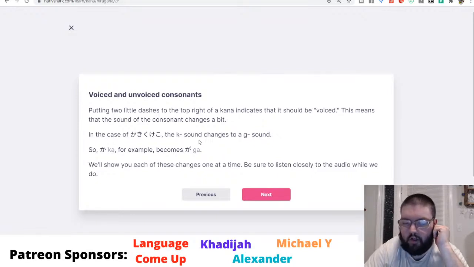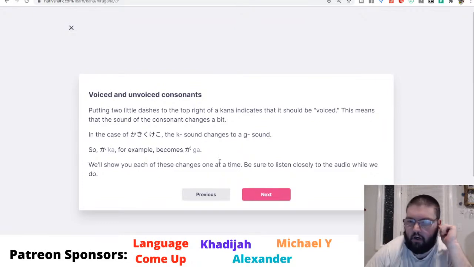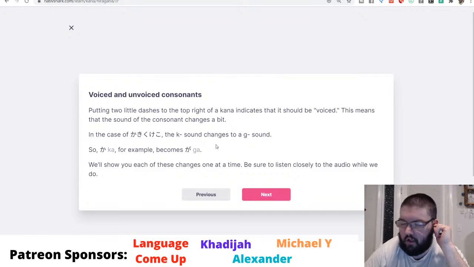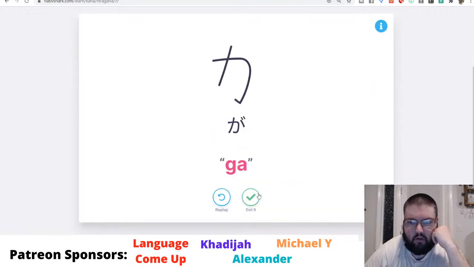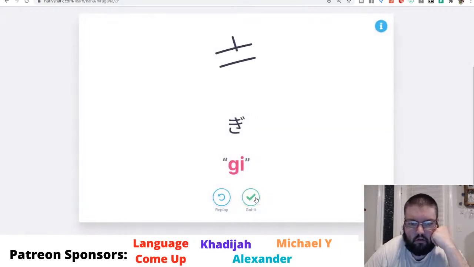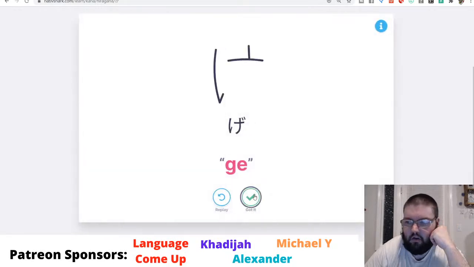Yeah, that's cool. I'm gonna try to burn through some of these kana ones so I can get at least a little bit there. Putting two little dashes on the top right of the consonant voices it, so the consonant changes a bit. In the case of ka, ki, ku, ke, ko, the ku. Okay, that's just talking about that. Gi, gu, ge, go.